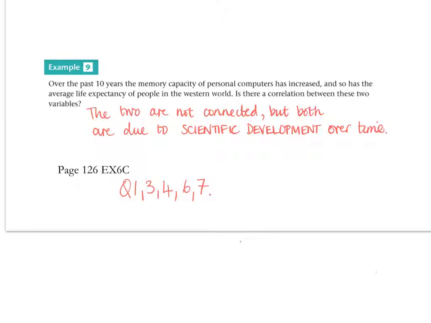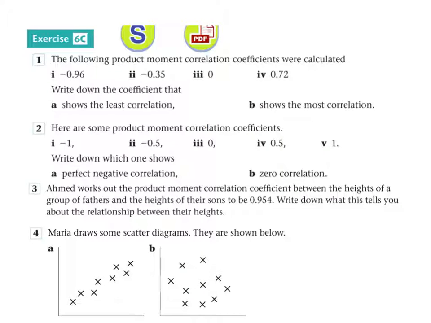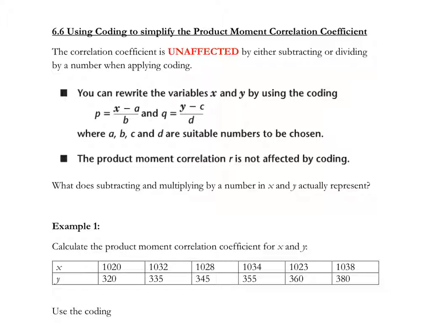Now we've just got the last bit to do here. If we have a look on, that's your exercise 6C to do the questions on. And then to do the coding part, this is the very last part now. What you've got to know about coding with the PMCC, we'll abbreviate that again, PMCC, is it is unaffected by either subtracting, adding or dividing or multiplying. So there's absolutely nothing that changes when we do coding.